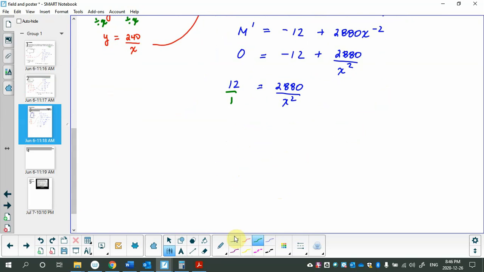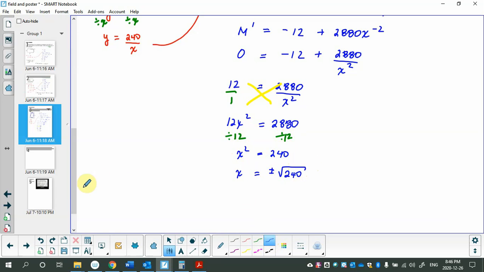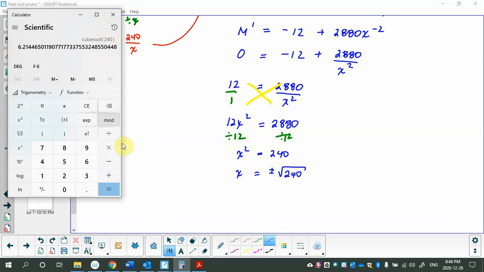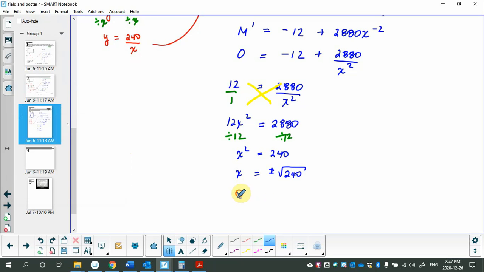So same things, only this time I'm doing it right, and at this point I will not have 12x cubed, I'll have 12x squared equals 2880. Divide by 12, divide by 12. X squared is equal to 240. And this time I do need a plus minus, but X is the side of a poster. So writing down the negative version of this is not going to be at all advantageous. So 15.49, so 15.5, much better answer.